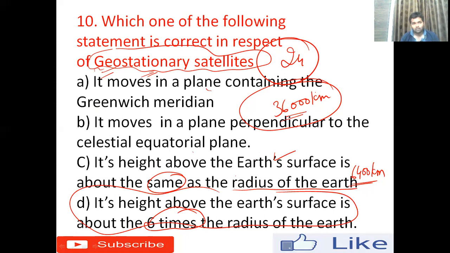All right, for the 10th question, the option is D. It is a very important question. Don't get confused by option C. They have mentioned the same. Same would mean around 6,500 kilometers above the Earth's surface. No, it is not possible, and it's a very wrong answer. So remember, it is 6 times the radius of the Earth.